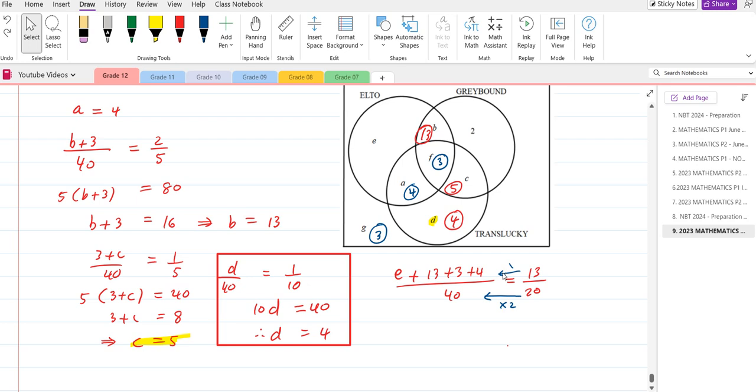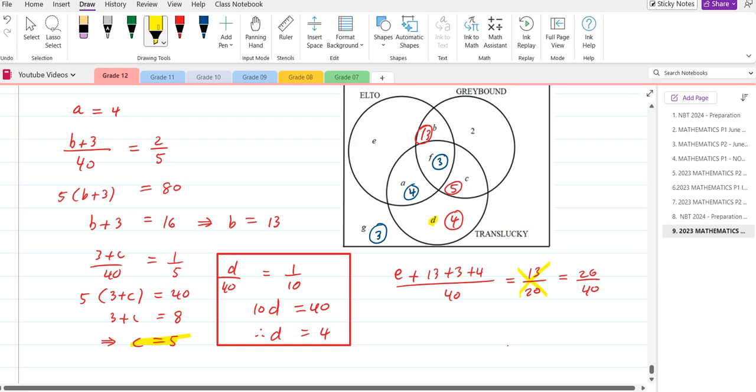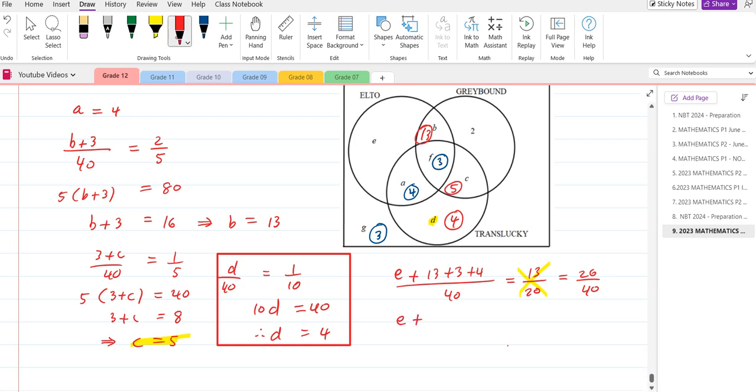Oh no, got a better idea, let's actually use that information. Let's make it out of 40. Make 13 out of 20 out of 40. So that's going to be 26 out of 40. Multiply by 2. Multiply by 2. And then we can drop the LCD. So we got E plus, what's 13, 3 and 4, that's 20. E plus 20 is equal to 26. So Alto is equal to 6.